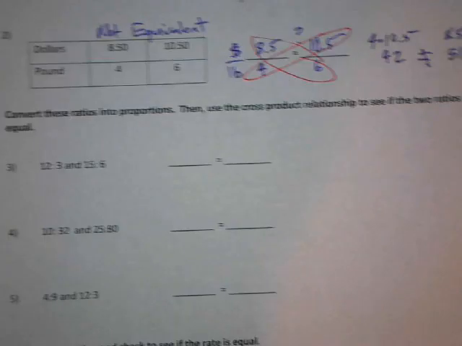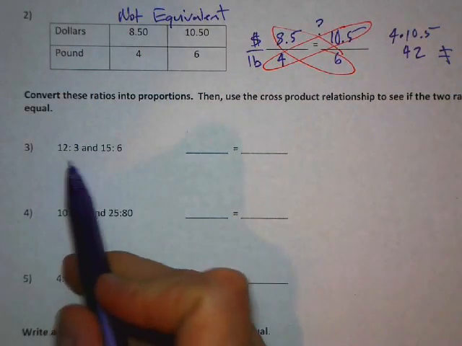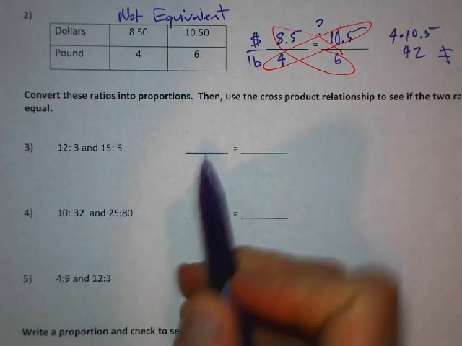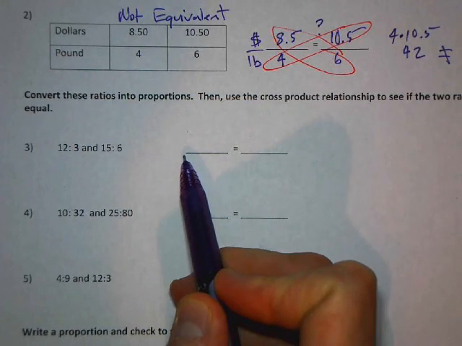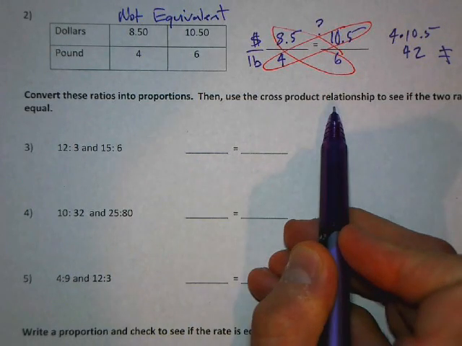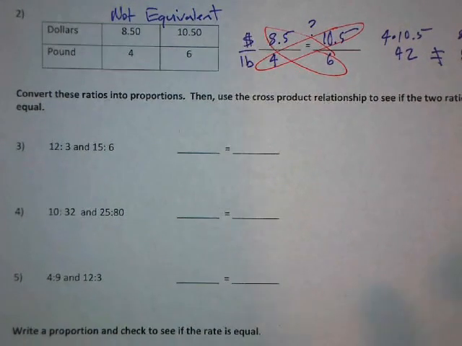Okay, so what I want you to do is take a few minutes to write each of these sets of ratios in proportion form. Then use the cross product relationship to see if they're equal. So pause the video now, and when you're finished, check with the control. Okay, you ready?